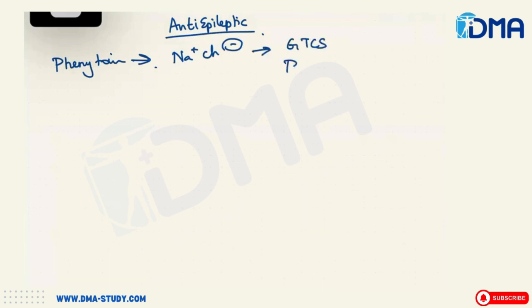Valproate. Yes, valproate, phenytoin sodium. Phenytoin is the first drug. Phenytoin is the prototype drug. How does it act? It inhibits the sodium channels, and it is used in the treatment of GTCS, partial seizures. Then that's all. Then the other one is carbamazepine.